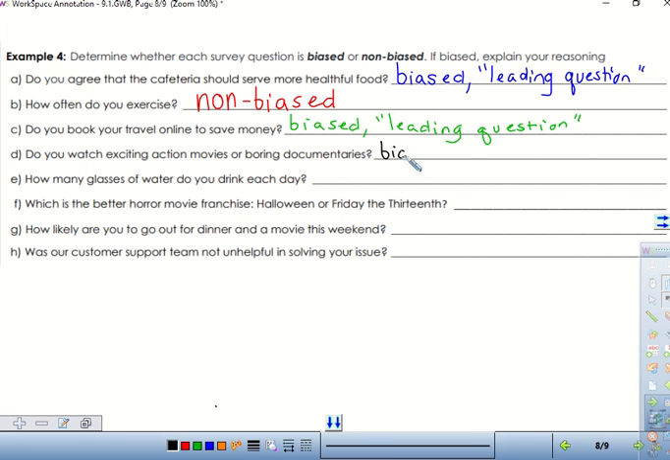Why is this one biased? Because of the strong reaction, is what we would say. Who's going to say that they watch documentaries after you ask them that way? I would still say yes, but some people are going to be more pressured to say no, right? Yeah, because they're given peer pressure.